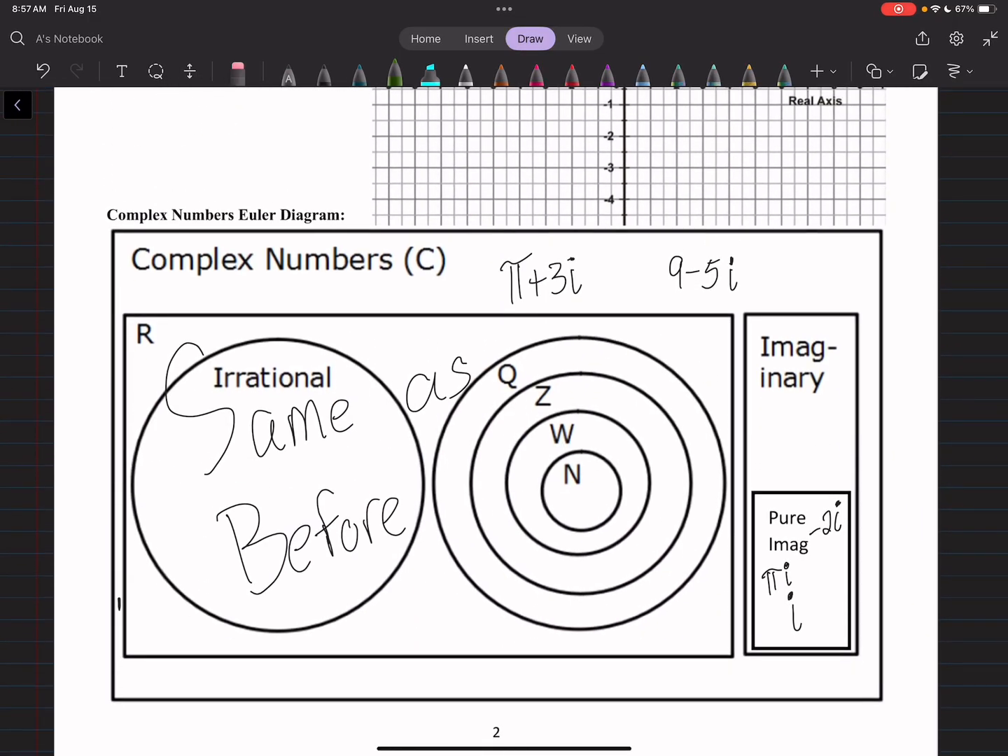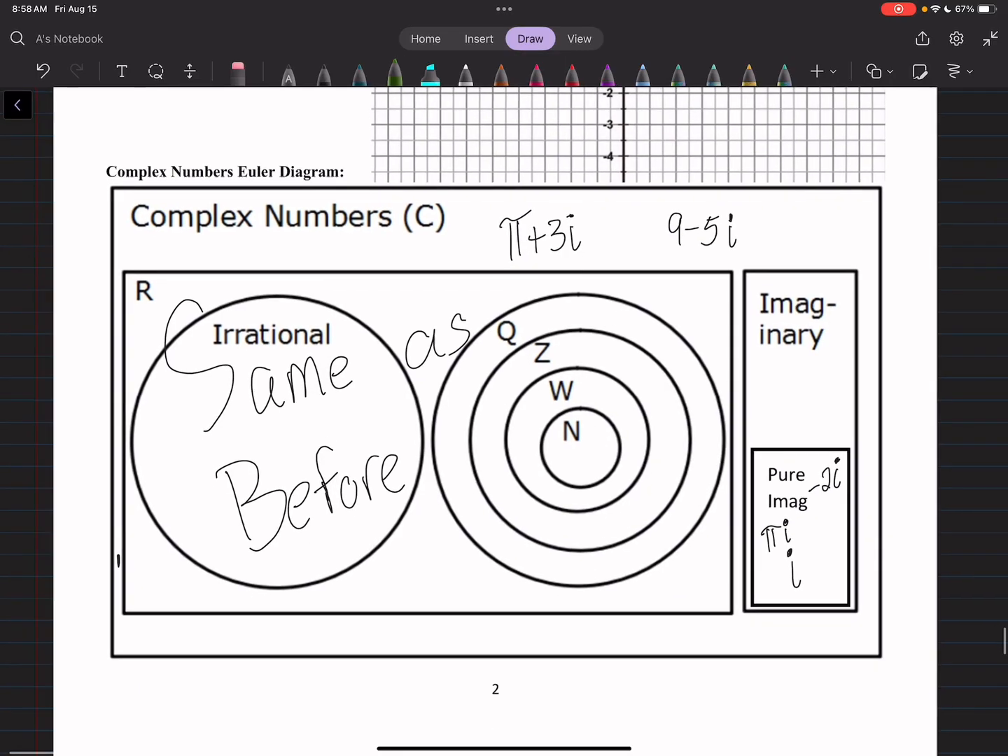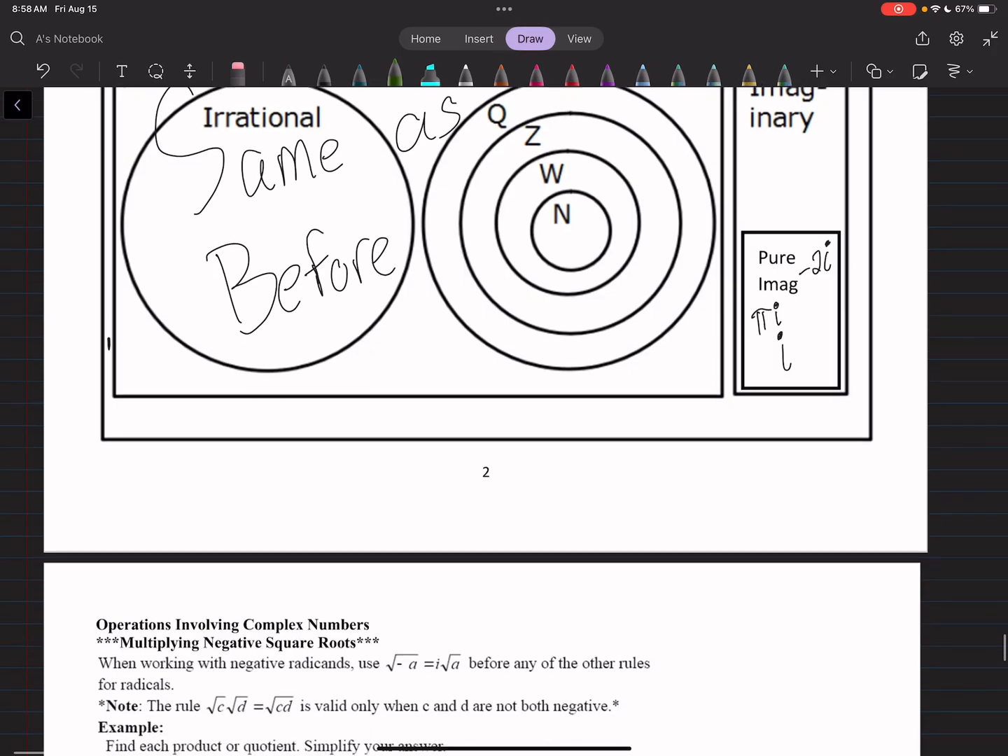For a Euler diagram including complex numbers, it's the same thing as before when we did it for the real numbers. The complex numbers are anything plus an imaginary number, and your imaginary numbers are such as negative 2i, well, anything of i, pi i, whatever you want to put.